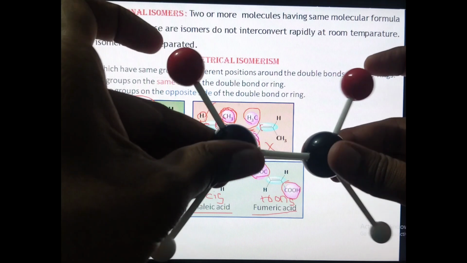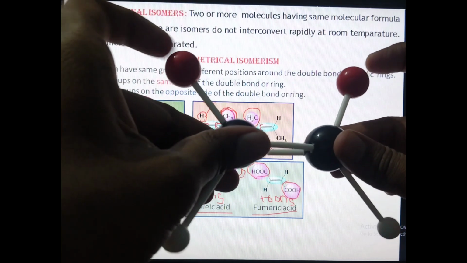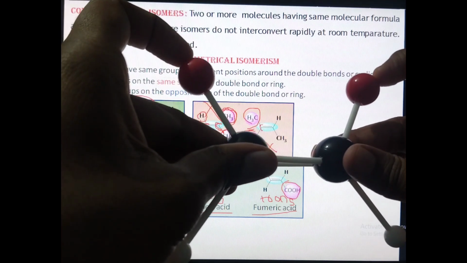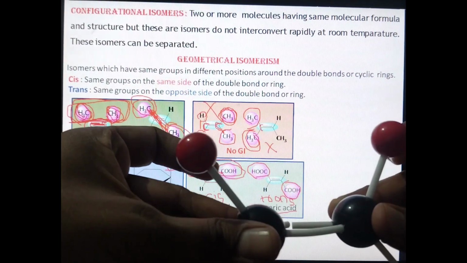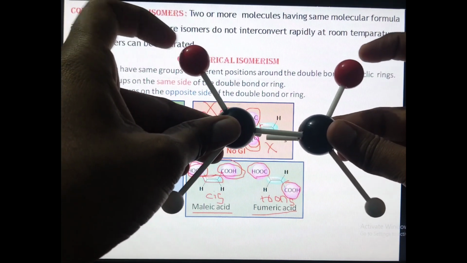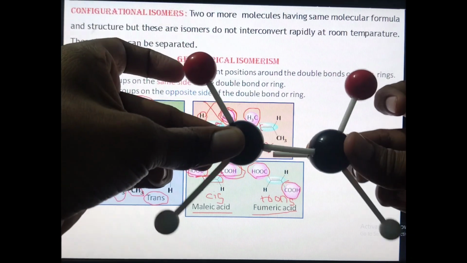When these two methyl groups are on the same side of the double bond, these are called cis. Okay, so in this model, these are carbon atoms. When the same methyl groups are on the same side of the double bond, then this type of molecule is called cis.